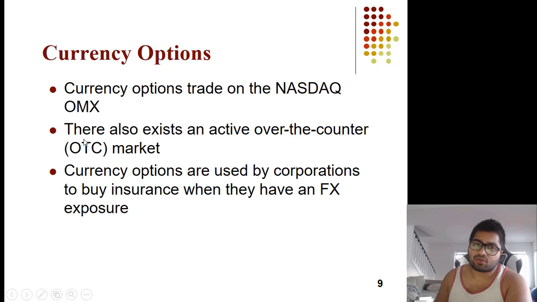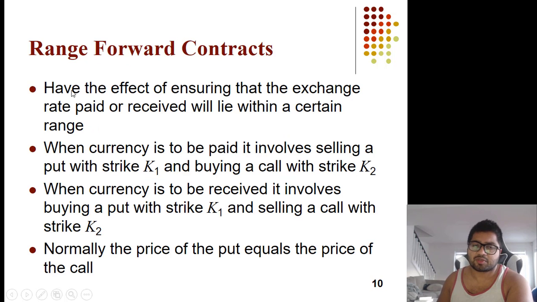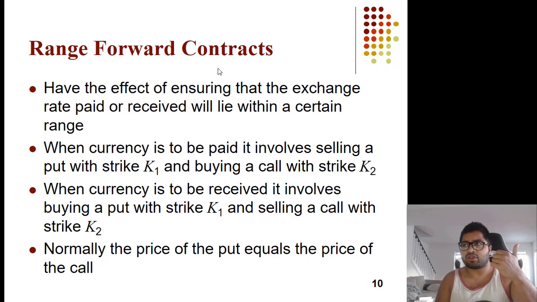Currency options are traded on Nasdaq OMX. There also exists an active over-the-counter OTC market. Most of the time currency options are OTC contracts, over-the-counter options. Exchange-traded currency options are rarely used. Currency options are used by corporations to buy insurance when they have an FX exposure. They have the effect of range forward contracts, where you buy a call and sell a put, or you buy a put and sell a call. So it's to hedge your foreign exposure.